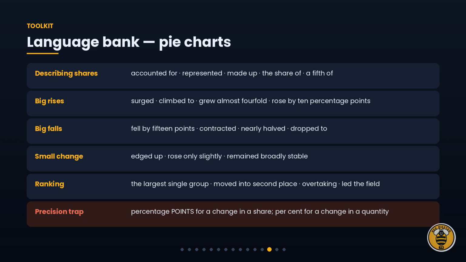For shares, accounted for, represented, made up, the share of, a fifth of. For big rises, surged, climbed to, grew almost fourfold. For big falls, fell by 15 points, contracted, nearly halved. For small change, edged up, rose only slightly, remained broadly stable. And one precision trap that costs marks constantly. Use percentage points when a share changes, and percent when a quantity changes. 50 to 35 is a fall of 15 percentage points, not 15%.